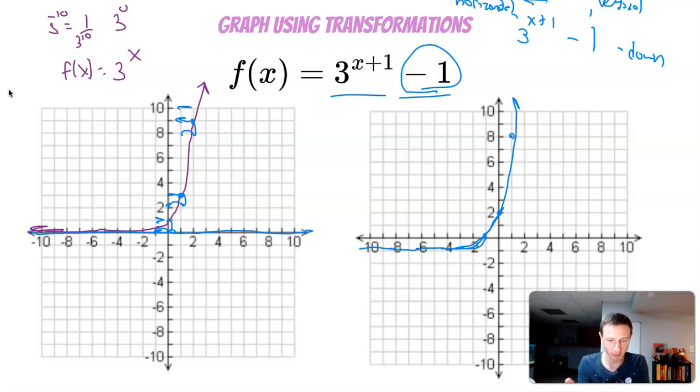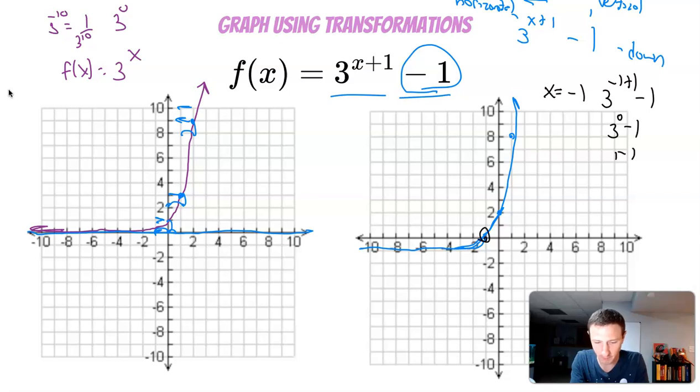Our asymptote is going to come down 1 unit, and then we're just moving everything down a unit and to the left. So check your work though. It wouldn't hurt to say, all right, what happens at x equals, let's say, -1. So that's going to be 3 to the -1 plus 1, minus 1. 3 to the -1 plus 1 is 0. Anything to the 0 power is 1. 1 minus 1 is 0. So at x equal to -1, we get 0.